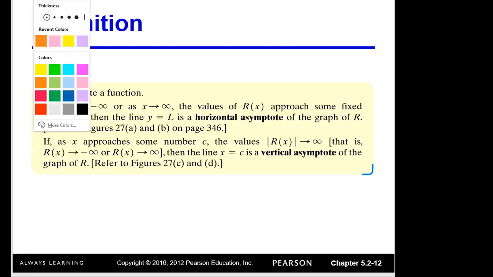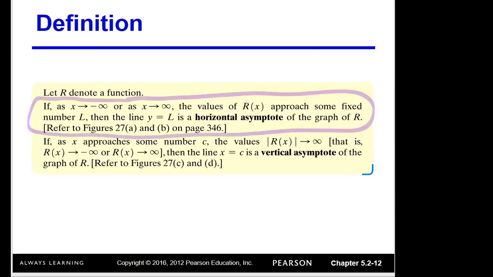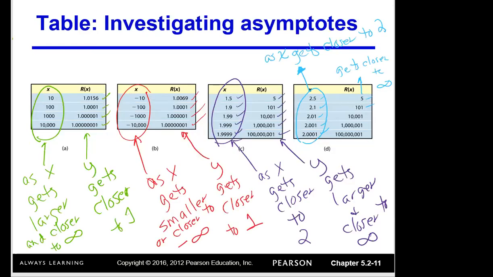Okay, let me try to point those two out to you. Okay, so as x approaches infinity or negative infinity, let me go back a slide. Which one was it?